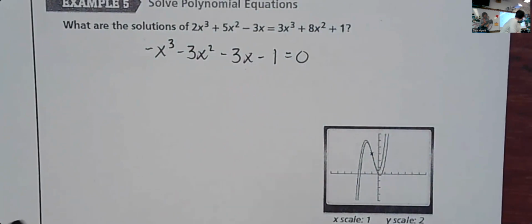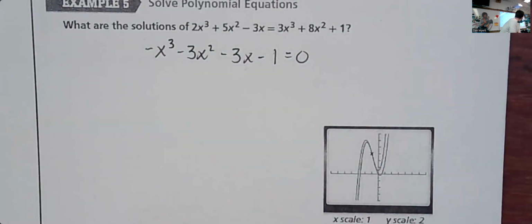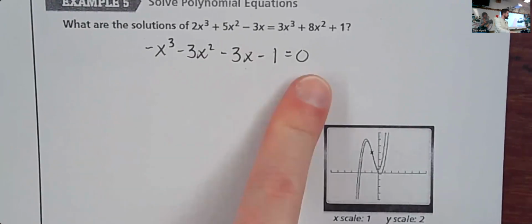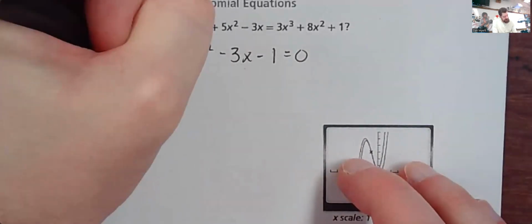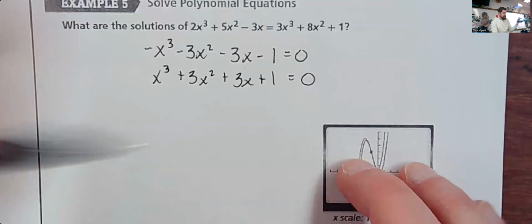Now, the whole idea here is if we can factor this, we should factor this. So let's take a look here for a second. I like to have a positive lead coefficient. So is everybody okay if I multiply everything on both sides by -1, just to change everything from positive to negative and negative to positive? So that'll be x cubed plus 3x squared plus 3x plus 1 equals 0.